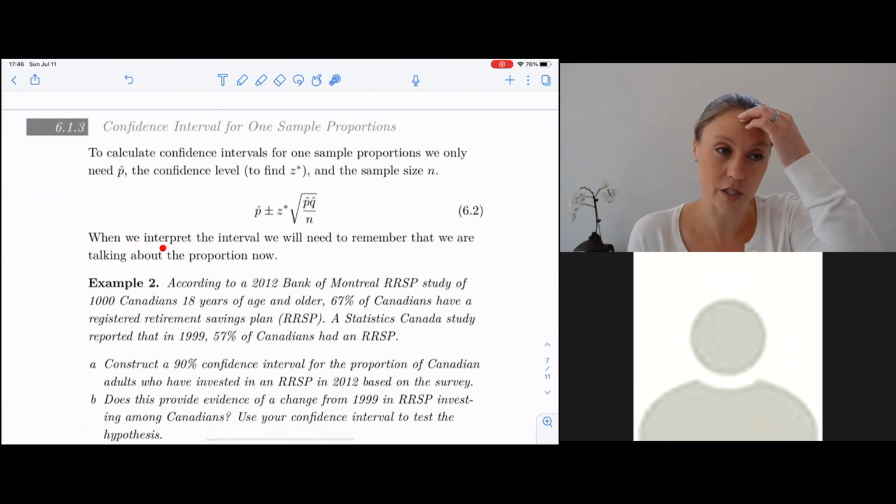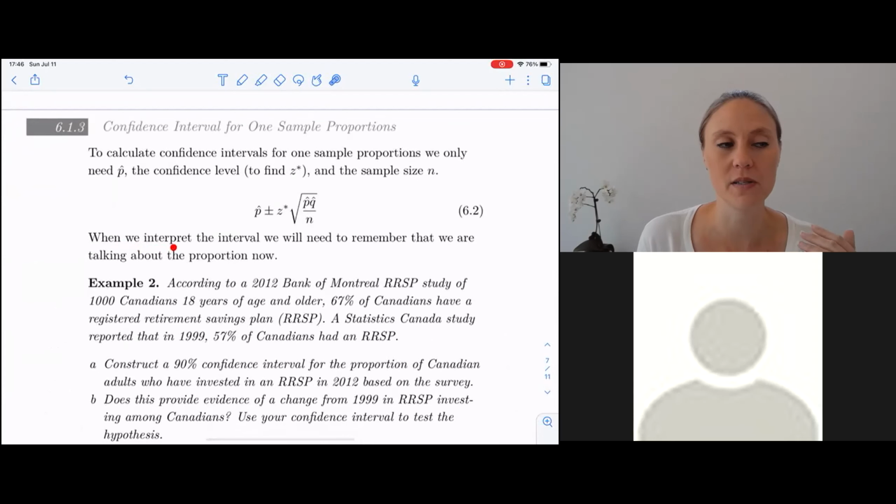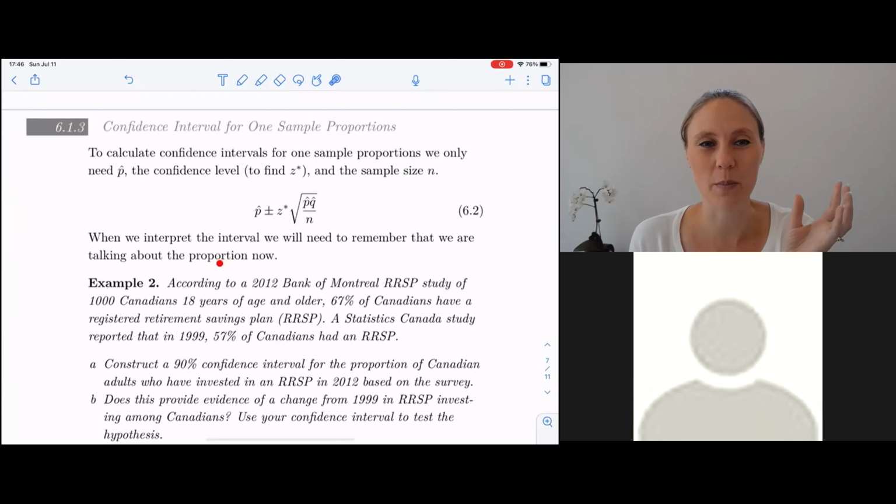We still need to interpret the interval. So once we've built the confidence interval, we still need to interpret it. And we do it the exact same way that we were doing before, except we're talking about a proportion now. So we're not talking about the population mean. We're not trying to capture the population mean anymore. We're trying to capture the population proportion.